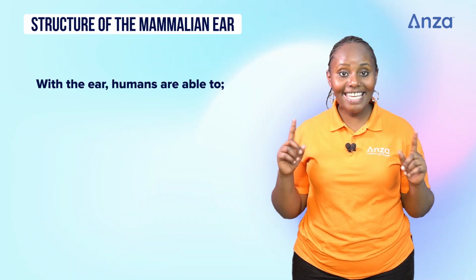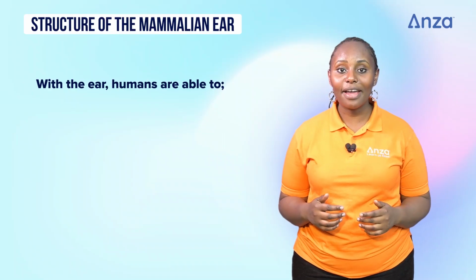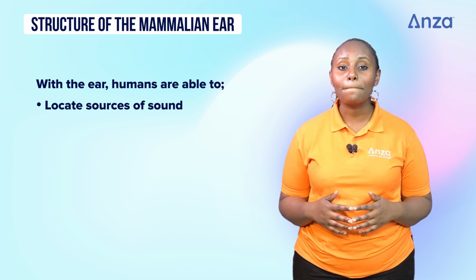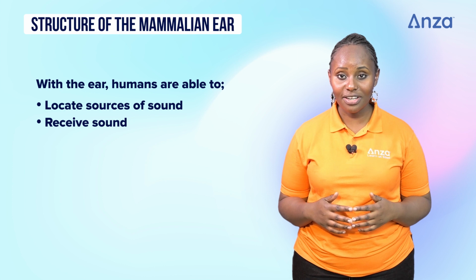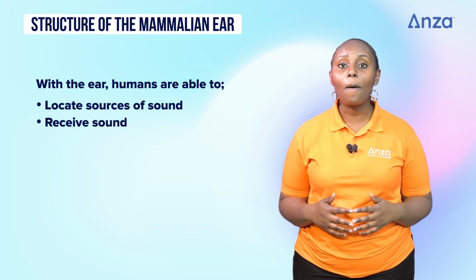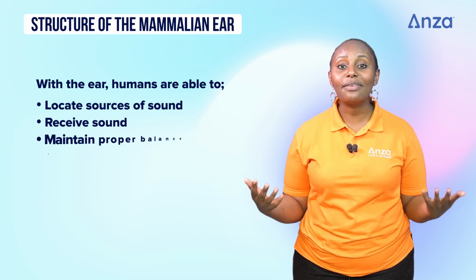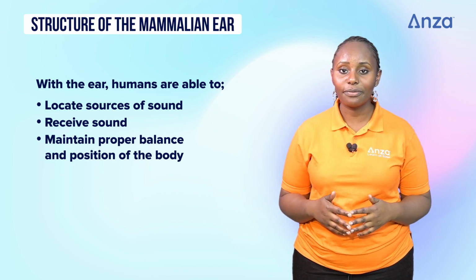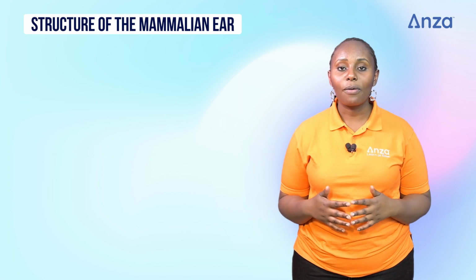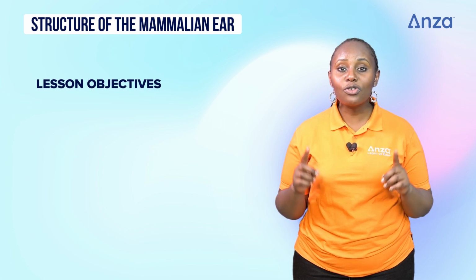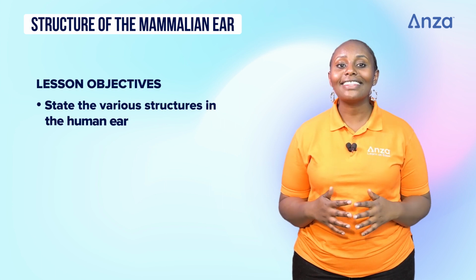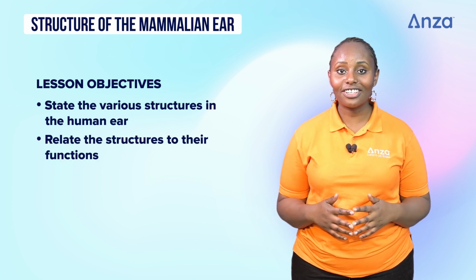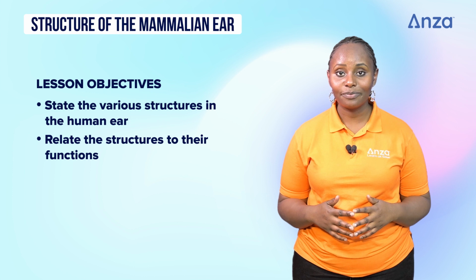With the human ear, humans are able to locate the sources of sound, apart from being a receiver of sound. It also plays a major role in maintaining proper balance and position of the body. Now, by the end of this lesson, you should be able to state the various structures in the human ear and relate the structures to their functions.